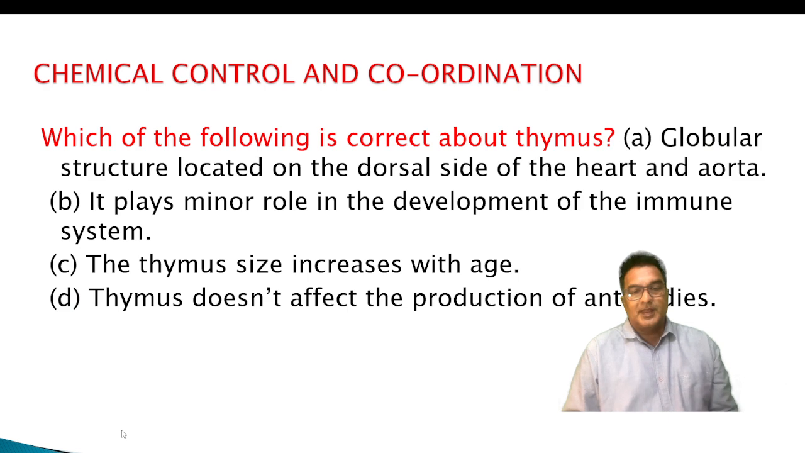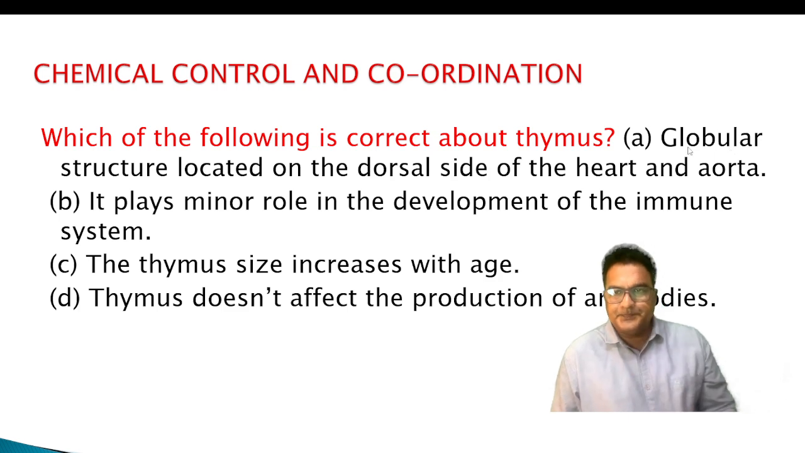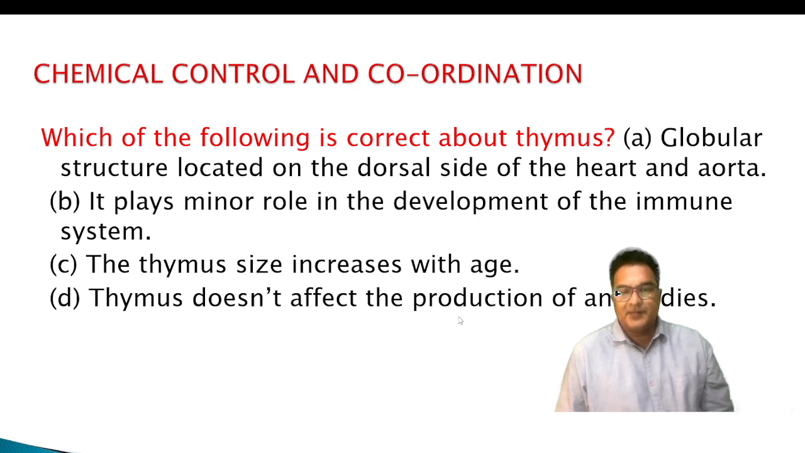Okay. Then, which of the following is correct about thymus? Thymus is a lobular gland, a globular structure, located on the dorsal side of the heart and aorta. It plays a minor role in the development of the immune system. The thymus size increases with age. Thymus doesn't affect the production of antibody. Here, asking about the correct statement, it's a globular structure. It's located on the dorsal side near the heart.